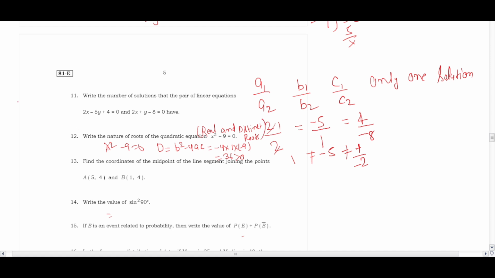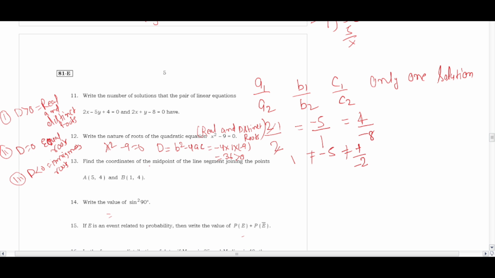Here, 3 conditions, I explain. If d greater than 0, then real and distinct roots. Distinct means different roots. Okay. If second, d equals 0, it means equal roots. And third, d less than 0 means imaginary roots. Okay, three conditions.